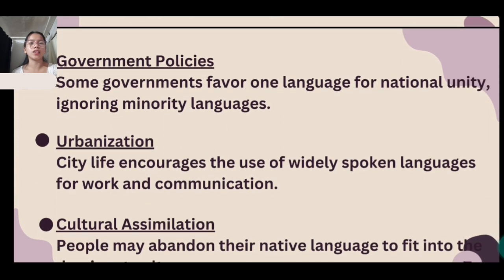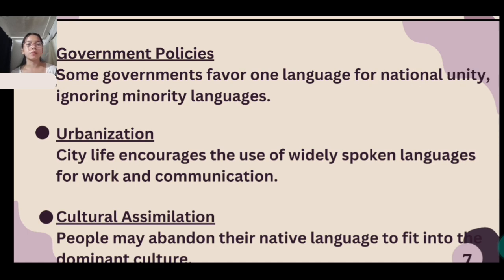The third one is government policy. Some governments favor one language for national unity, ignoring minority languages. So when officials promote a national or official language in school, media, and work, people stop using their local language over time. This can lead to the death of smaller languages as people abandon them for the official one.